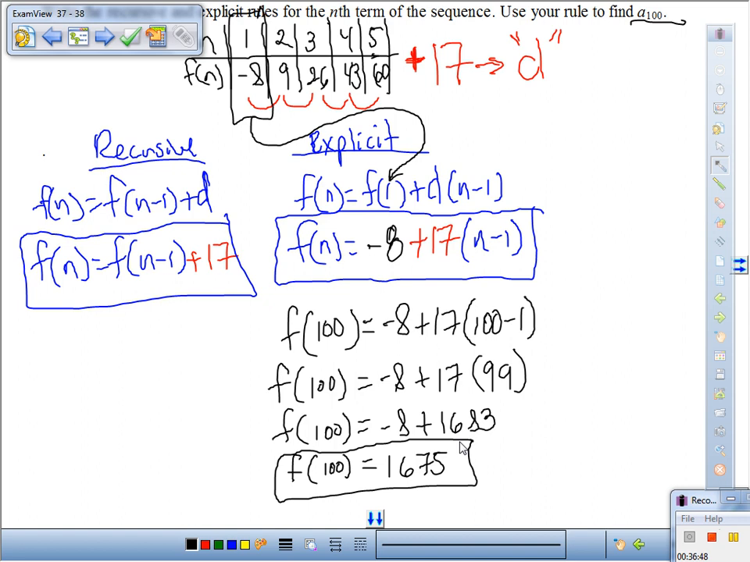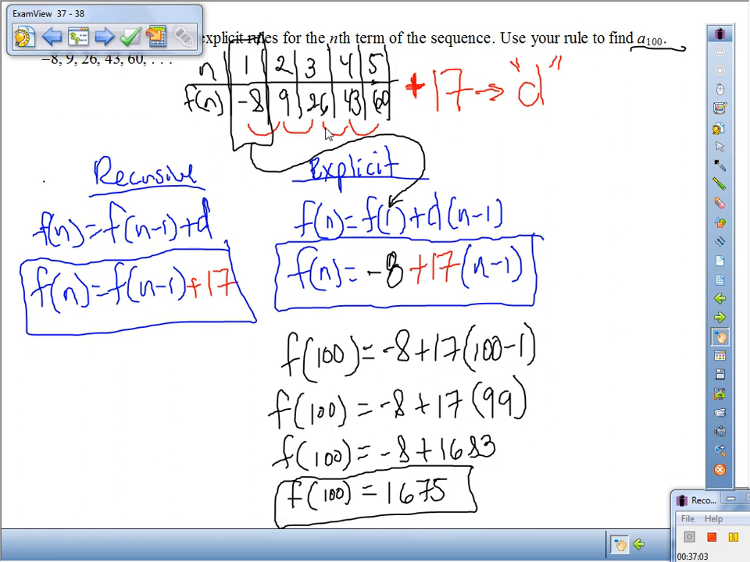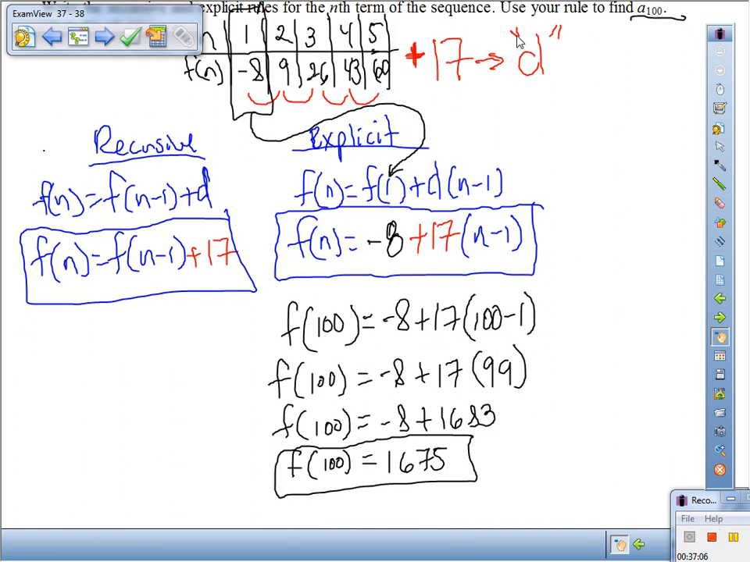That's what it is. So let's see the process. Step 1, we make a table. Step 2, we find our pattern. Step 3, that tells us what kind of sequence we have, and we write our recursive and explicit. Substitute the d into both, and for the explicit, the first term. And then from there, go to whatever term they're asking us to find. All right, next, let's go to number 38.